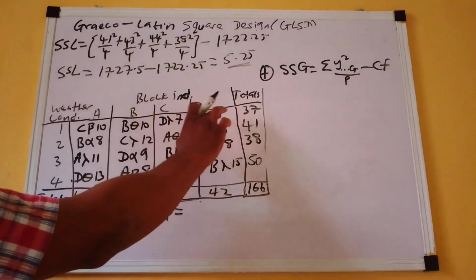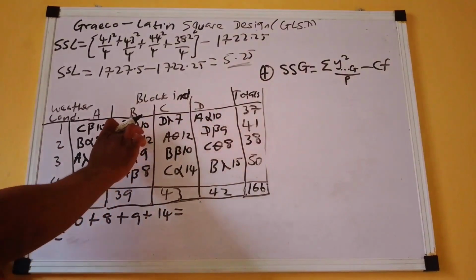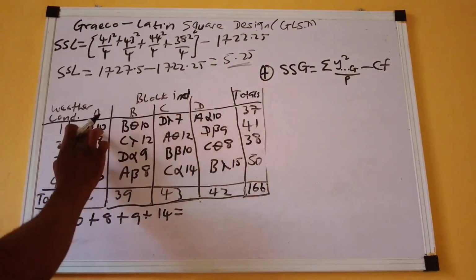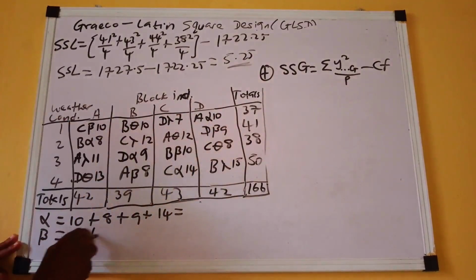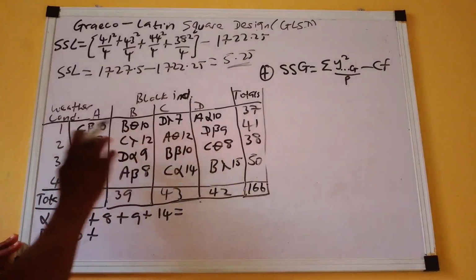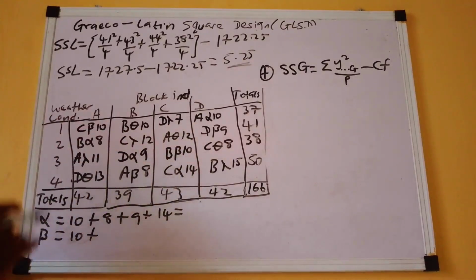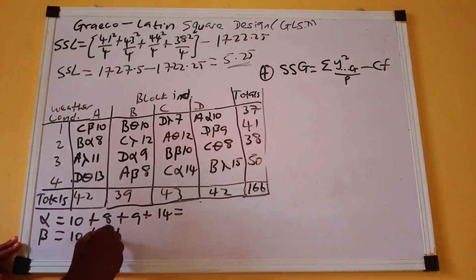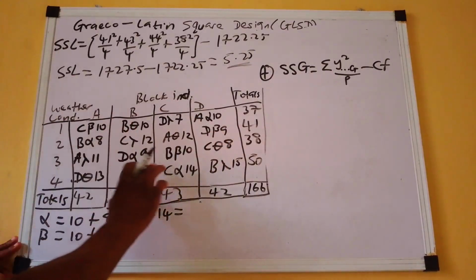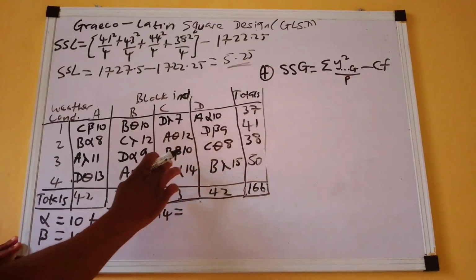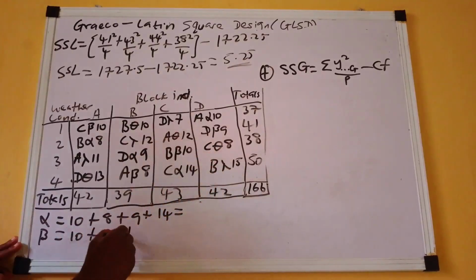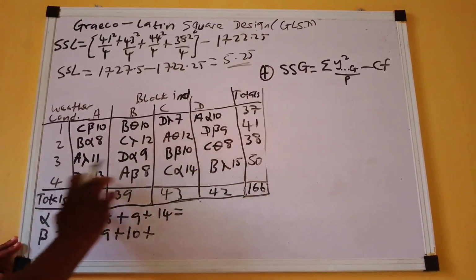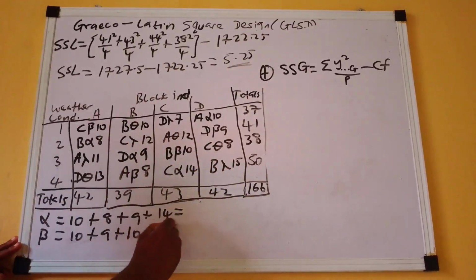For the first row, what is beta? The value for beta is 10. Then the second row, what is beta? Beta is different from B, please. Don't mistake beta for B. Then here beta is 9, then the third row beta is 10, then the fourth row beta is 8.